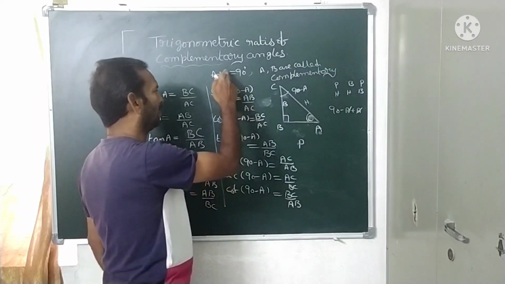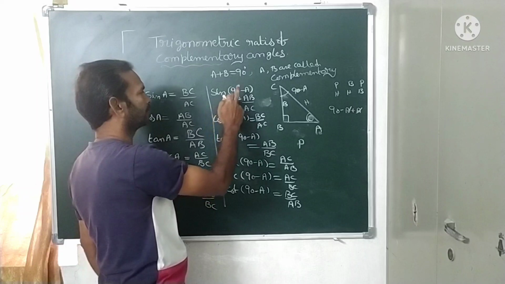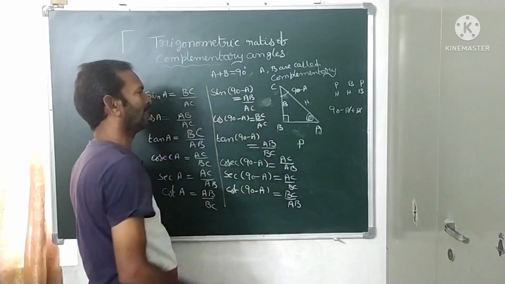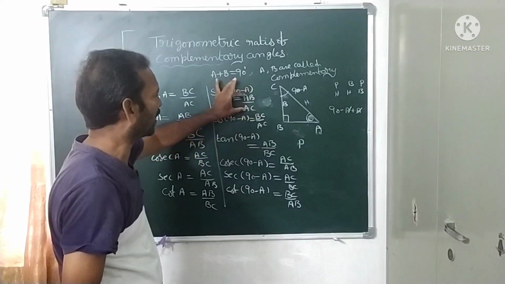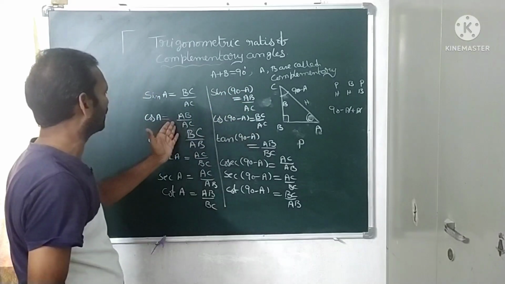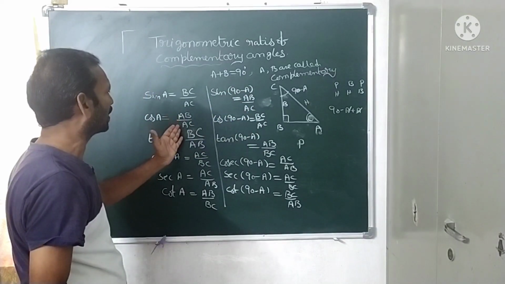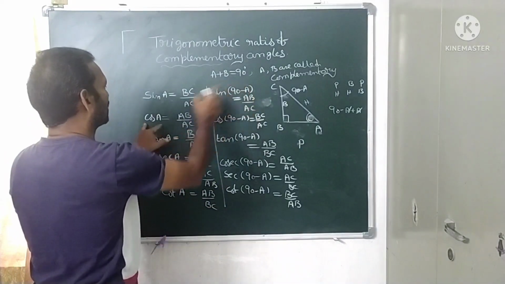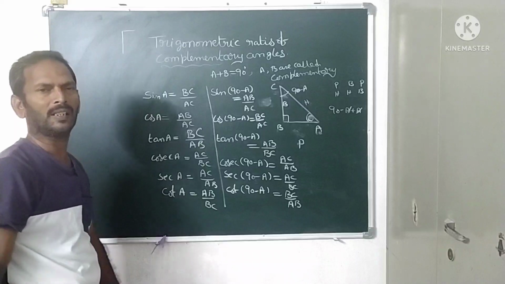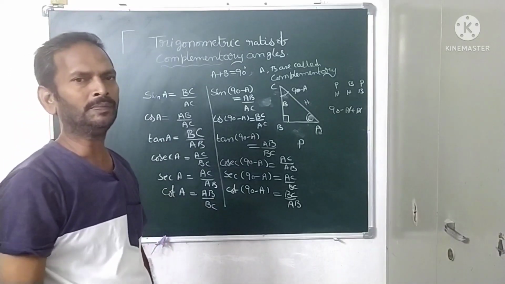So sin A, this one, and sin of 90 minus A. Observe that AB is one length, AC is one length. So AB by AC, here also AB by AC. These two are equal, that means LHS sin of 90 minus A is equal to what? Cos A. That formula I have to observe.